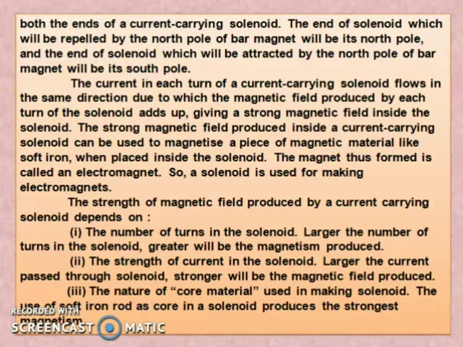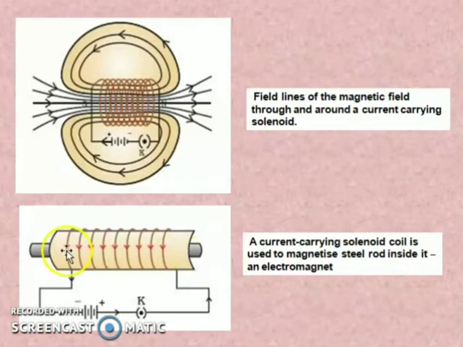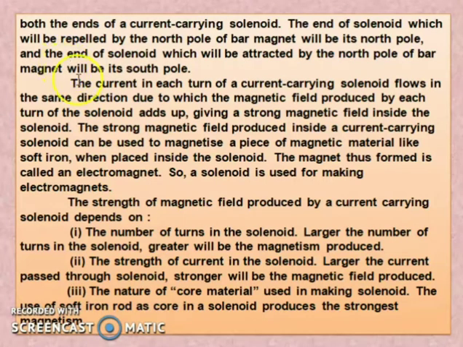Now listen, if we consider this a solenoid, and here this is a north pole, and we bring the north pole of a bar magnet near it, what happens? Repulsion will take place. So this will be a north pole, then the other end will be a south pole. Now bring the same north pole of the bar magnet toward the south end of the solenoid. What happens? Attraction will take place. So from this we can find out the north and south poles of a solenoid.